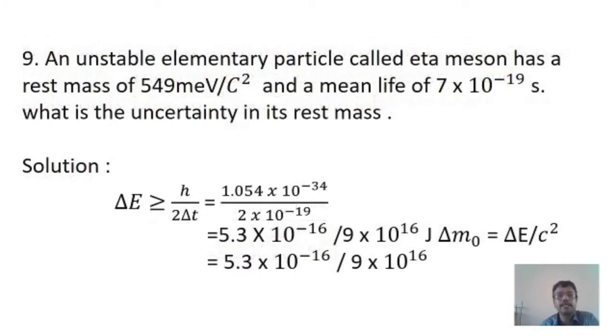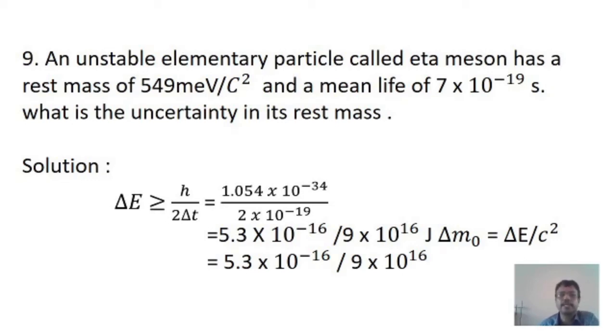Problem number 9. An unstable elementary particle called eta meson has a rest mass of 549 MeV by c square and a mean life of 7 into 10 power minus 19 second. What is the uncertainty in the rest mass?